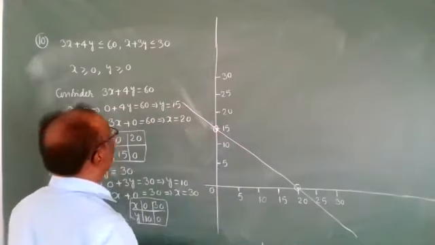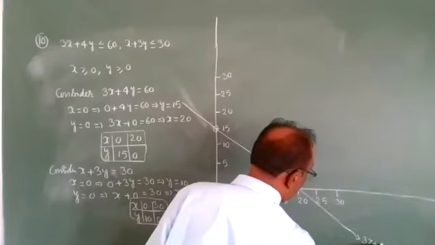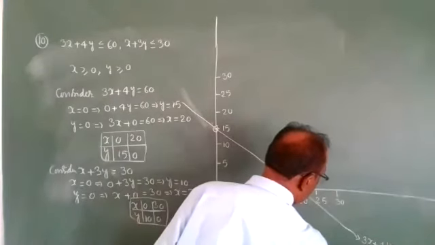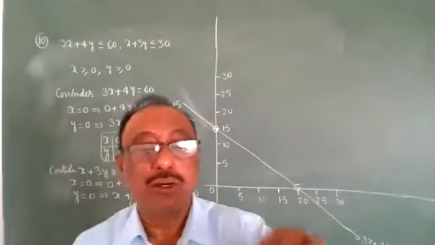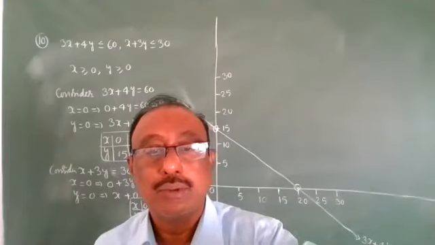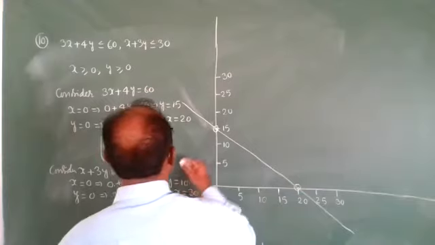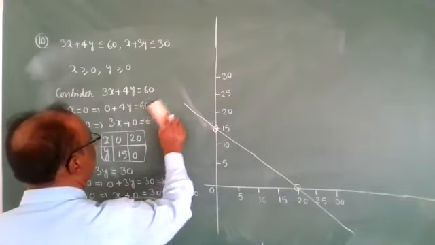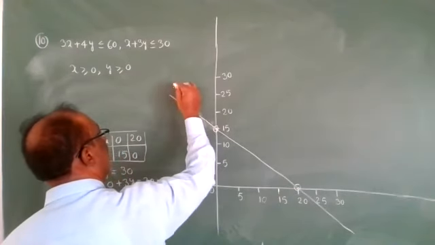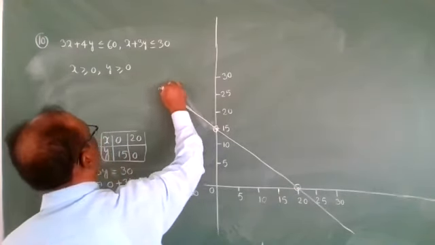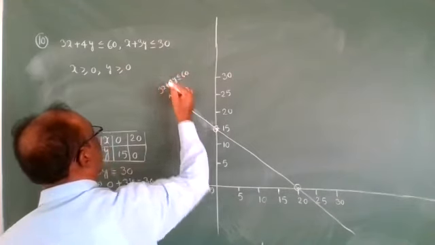This equation should be read out. What is it? 3x plus 4y is less than or equal to 60. This line equation right now is 3x plus 4y is less than or equal to 60.